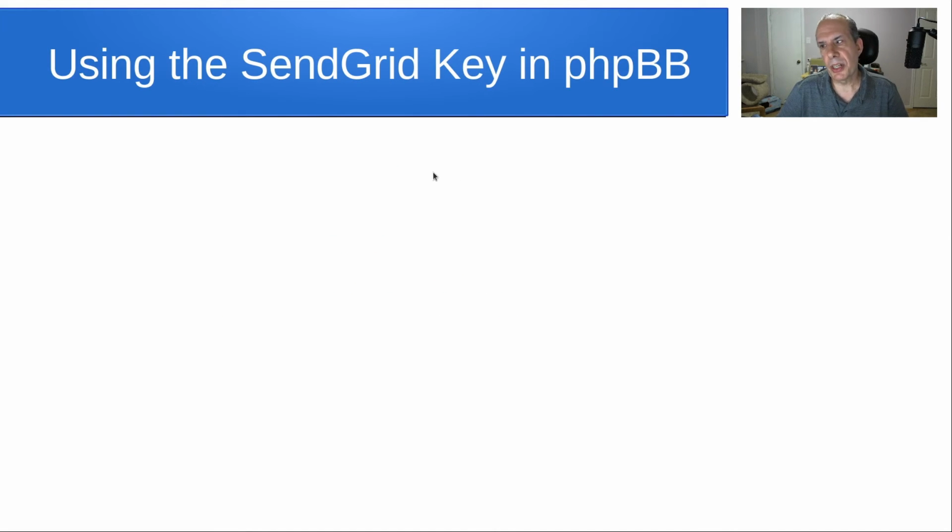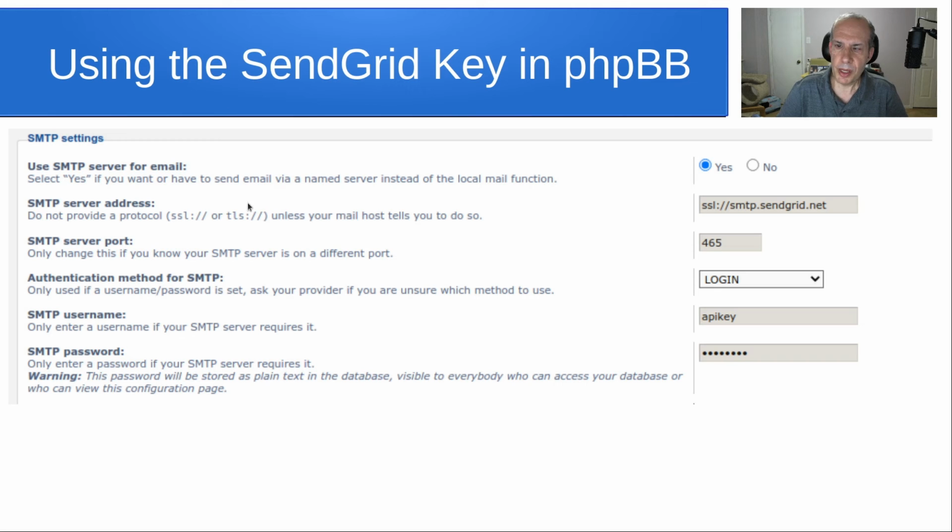So using the SendGrid key in PHP Bulletin Board. This is PHP Bulletin Board, and you can see that I've gone down here, and in this application, they require you to preface it with SSL, but it's got smtp.sendgrid.net, and then port 465, because that's what I use for SSL, and then login, which is the default type. I used that when I was using Gmail. The username becomes apikey, and then this password here is actually that super long API key that you just saw on the previous screen that we got in SendGrid.